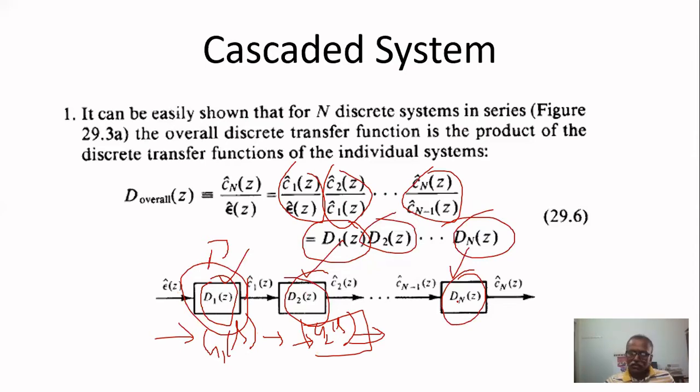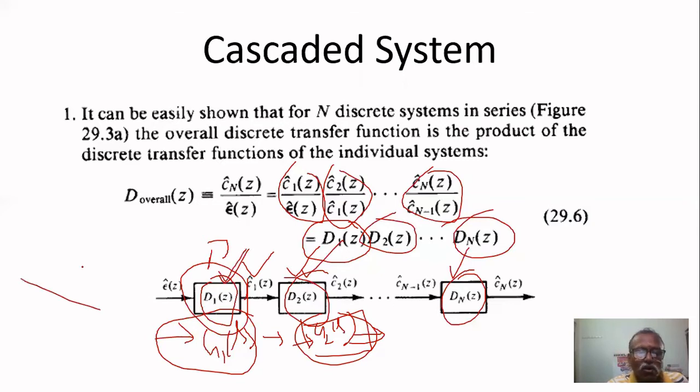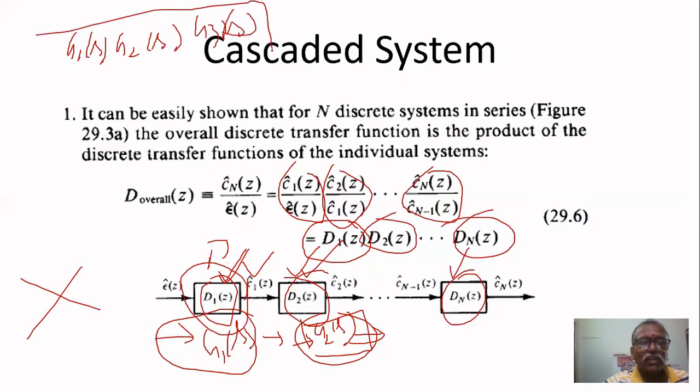But if you find the Z transform for each block separately, you cannot cascade. If each one is a discrete system, then you can cascade. If each one is a continuous system, separately finding the Z transform and cascading is wrong. What you have to do is multiply them in the continuous domain: G1 of S multiplied by G2 of S multiplied by G3 of S. Like that, you multiply everything together.